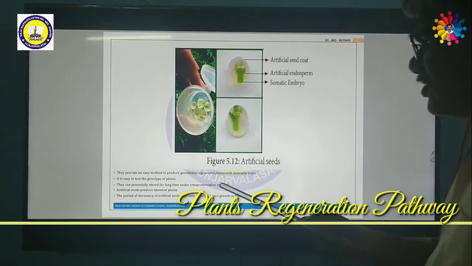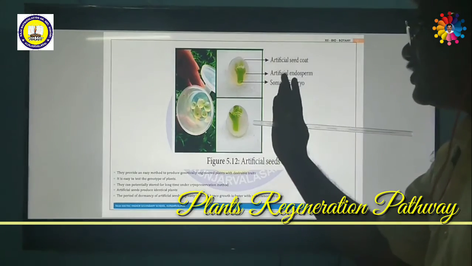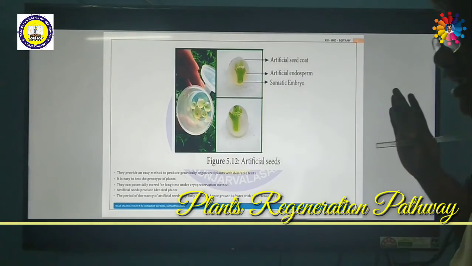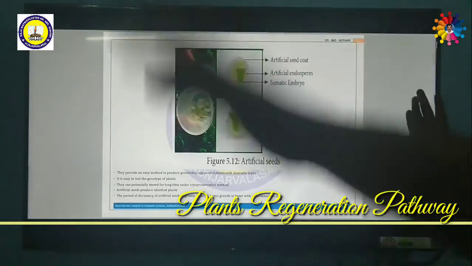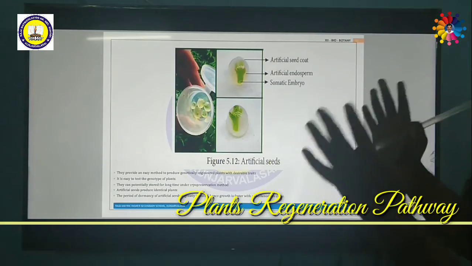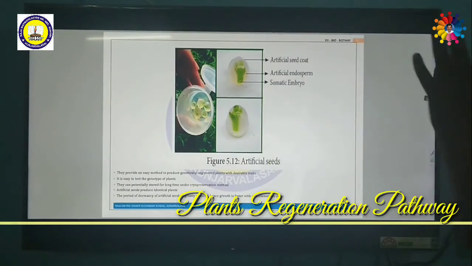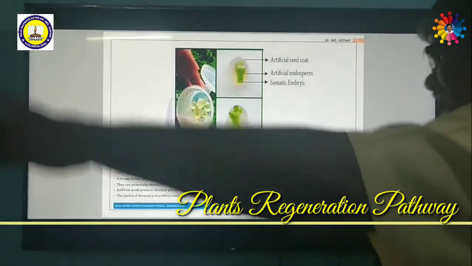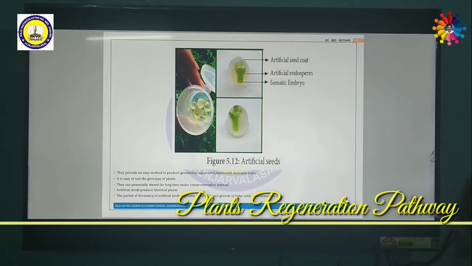Artificial seeds produce identical plants. All plants will have similar characteristic features. That means, if you plant a mango seed, the plant will be either similar to the parent plant or dissimilar. But with artificial seed, whatever desirable type you want can be produced. All the plants are uniform in nature. Such plants can be prepared by artificial seed.